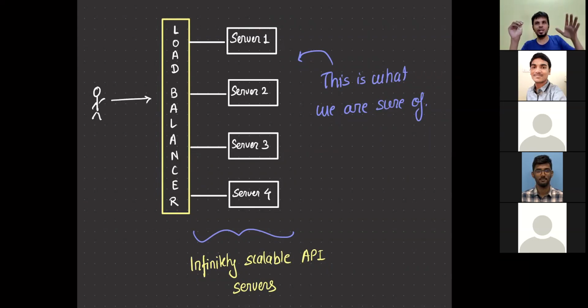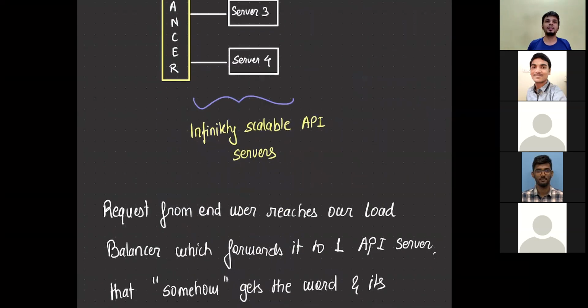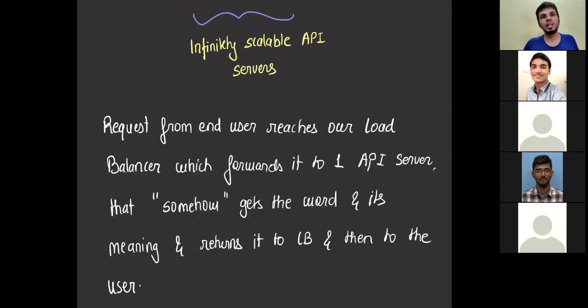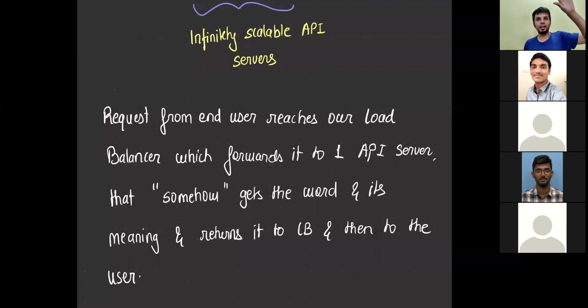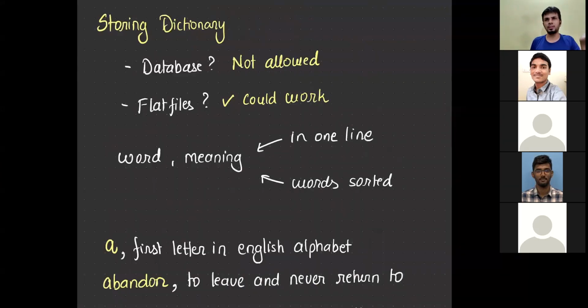We have a user, we have a load balancer, we have multiple API servers. This is how our API servers would scale, right? And this is something that we definitely know, the most basic architecture ever. So a request from the end user reaches our load balancer, which then forwards to one of the API servers, and somehow, we will figure out how, it gets the word and then returns it back to the user. Something that we do, right?